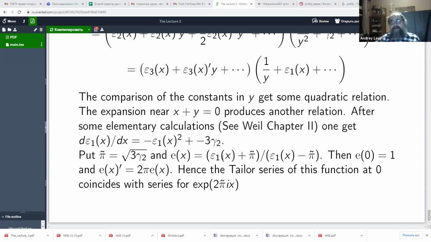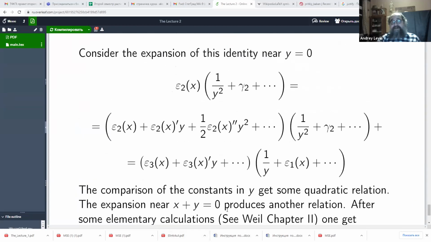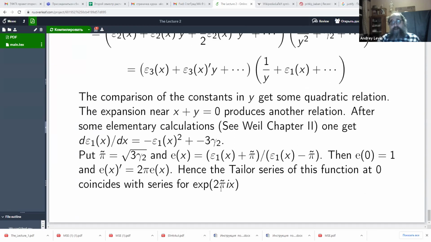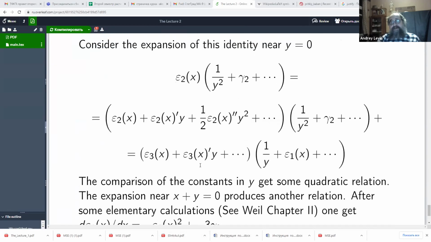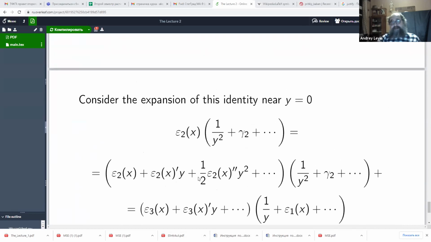So you see that somehow what I use here, I use almost nothing for deducing this equation. I use expansion of epsilon at 0, but after this I reconstruct this expansion in absolutely different terms.